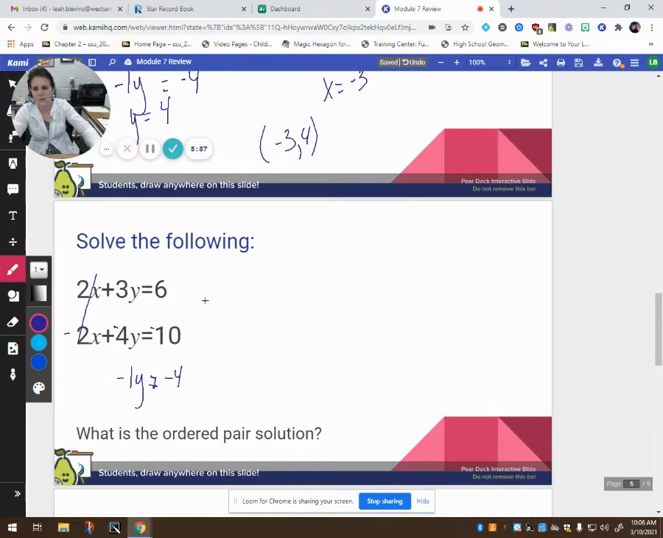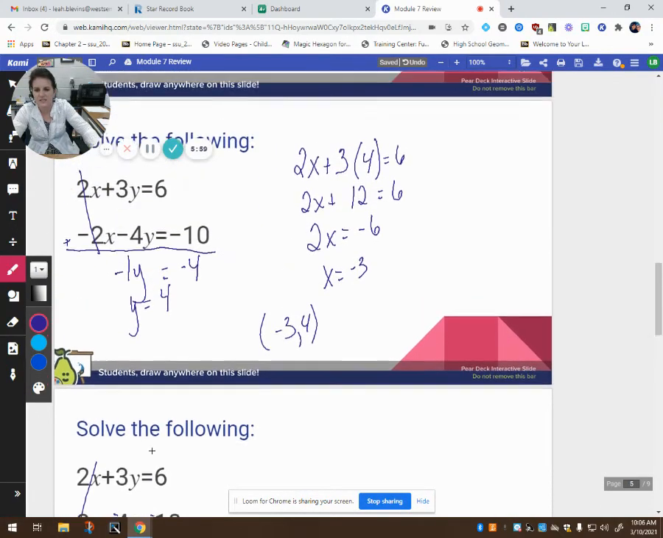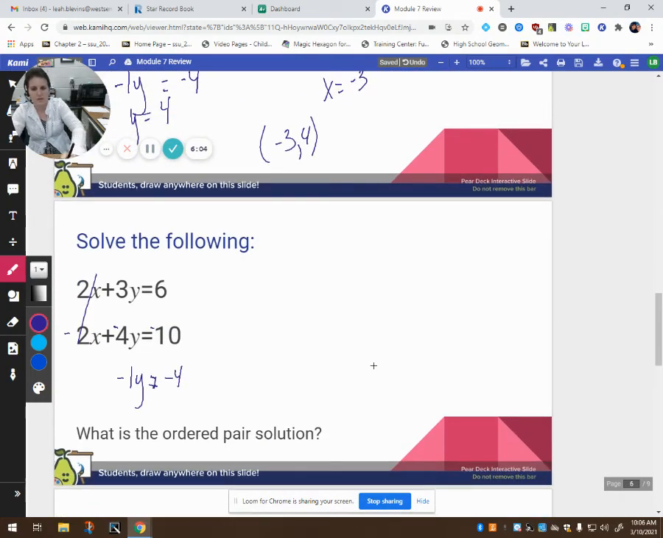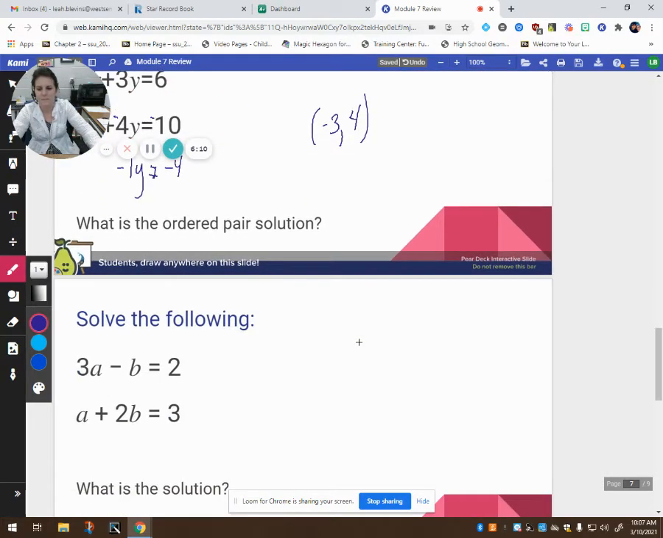This looks oddly familiar. Once I change these, this is the exact same problem that I had above. So we know the solution is going to be negative 3, 4. And it is consistent and independent.